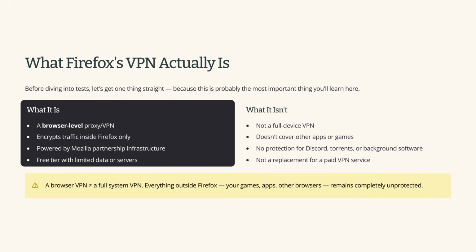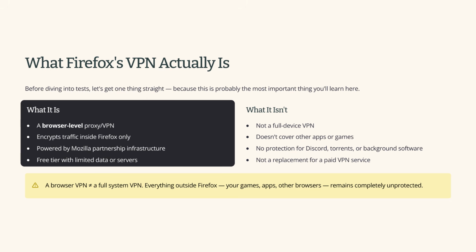Before trying this out, the single most important thing to understand is that this is just a browser-level VPN or proxy system. It's not a full device VPN like NordVPN, Mullvad, Proton, and all these others. So traffic inside Firefox is protected and routed through Mozilla's infrastructure, but everything outside the browser generally isn't. So your games, Discord, torrents, emails, background apps, other browsers, they're not protected by this.